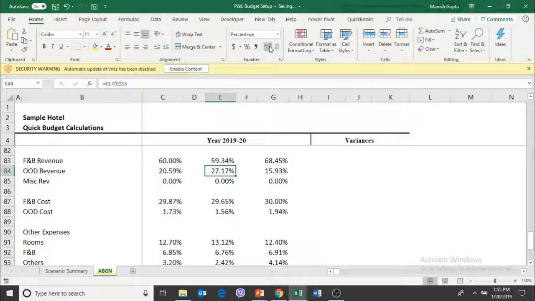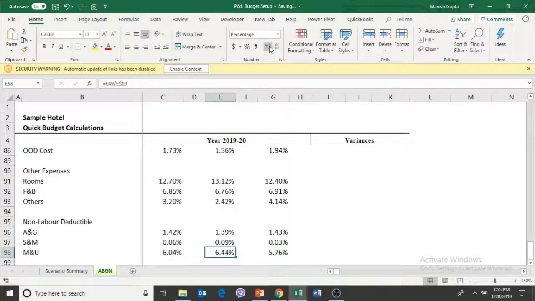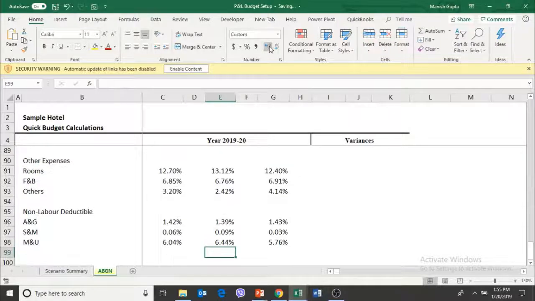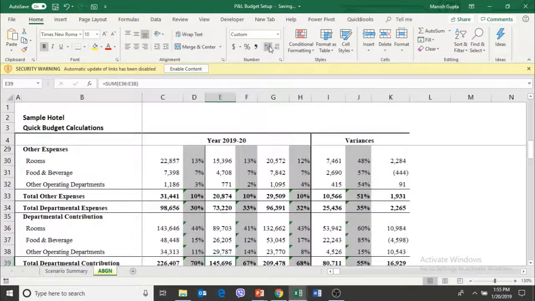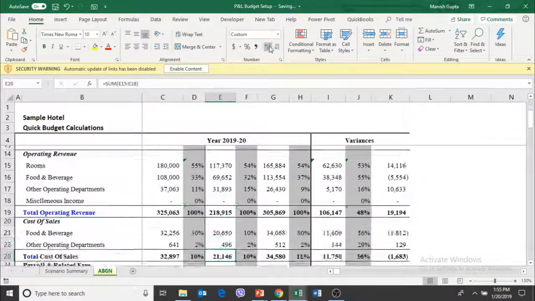So the first thing is to understand your ratios. How much is your F&B revenue compared to the room revenue? How much is your OOD compared to your F&B? What is your food cost or beverage cost together compared to the F&B revenue? And what are the other expense ratios compared to the revenue, the other non-labor expenses? Here in the P&L, you will see we have separated the costs.